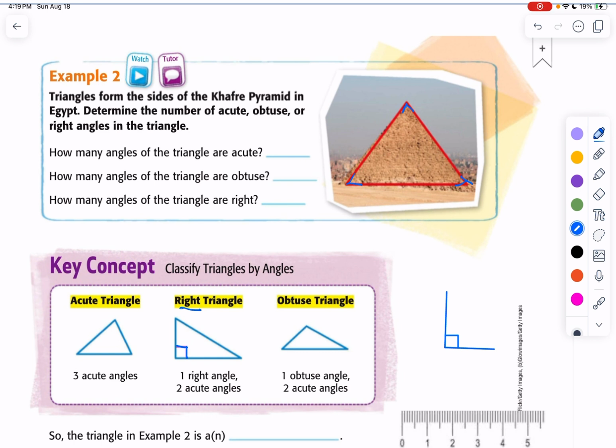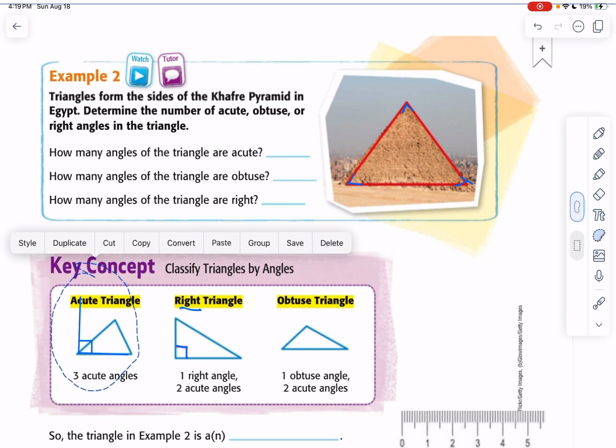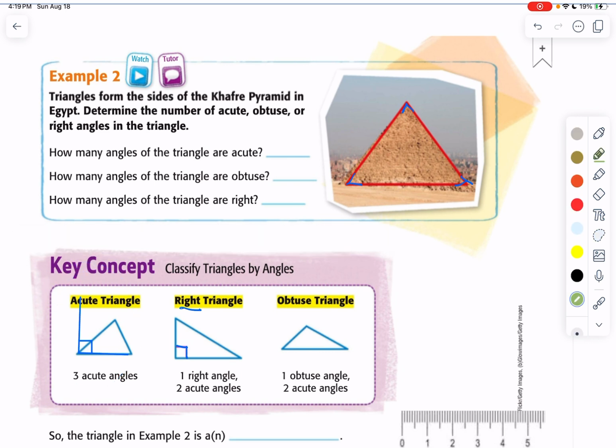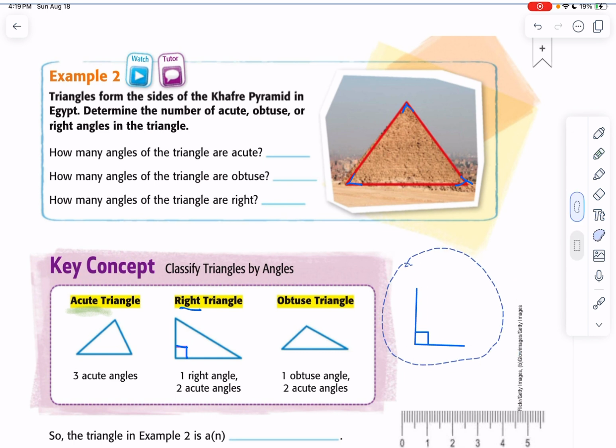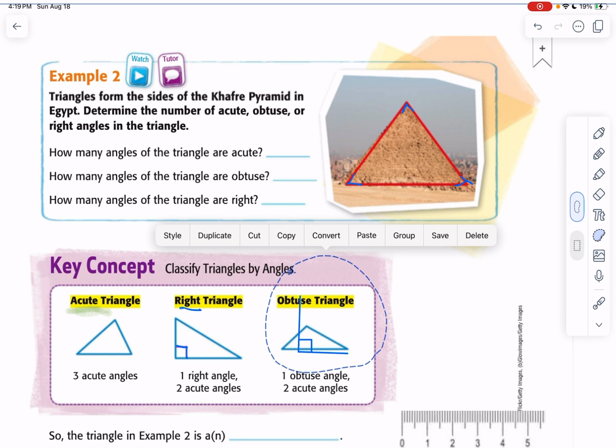Okay, so here's an example. I'm going to take my little fake piece of paper here and put it up to this angle right here, and you'll notice that this angle right here is much smaller than a 90-degree angle. And when that happens, we call it an acute triangle. It's cute, it's small. And then on the right side of the right triangle, that one is acute. And let me turn this around here.